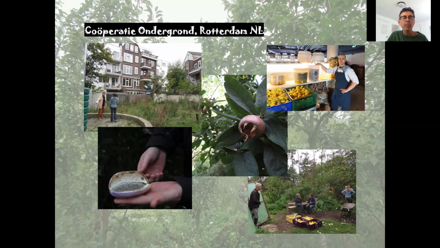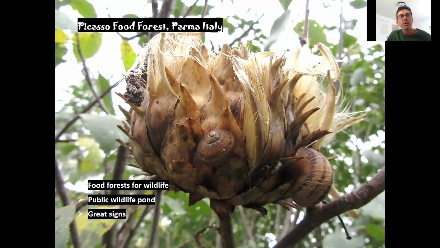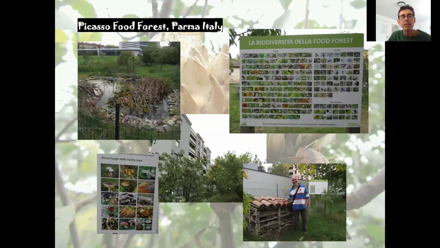Really interesting place. Then there's a food forest in Italy, thought to be the first public food forest in that country. Very heavy focus on rewilding, using food forestry and community food to rewild a public place. Signage was a really important part of their project, with really great examples of how you do signage in a public place.